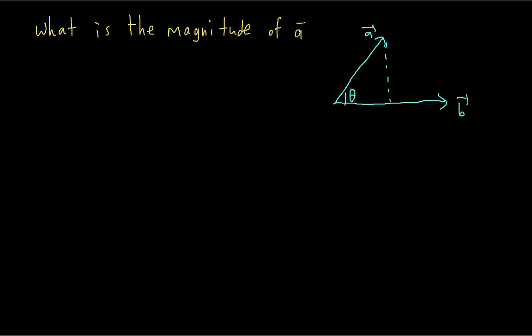So next we're going to talk about projections. So let's say we have these two vectors a and b. What is the magnitude of a in the direction of b? So that is the length of the highlighted part in the diagram. So just from the diagram, you can see that this is going to be equal to the cosine of theta times the magnitude of a.